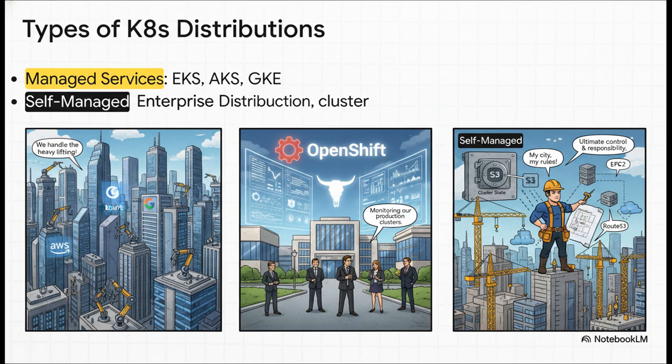So in the real world, these distributions basically fall into three main groups. First, you've got the managed services from the big cloud providers, like Amazon's EKS or Google's GKE. They do a lot of the heavy lifting for you. Second, you have enterprise distributions like OpenShift and Rancher, which offer their own unique user experience and tools. And third, there's self-managed open source Kubernetes, which gives you the most control, but also makes you responsible for everything.